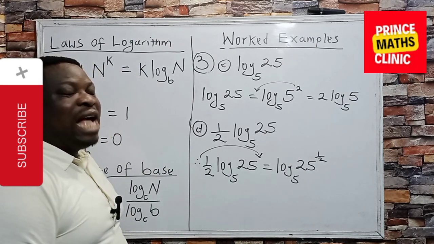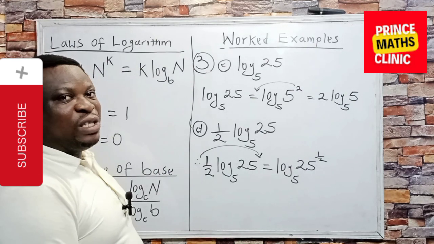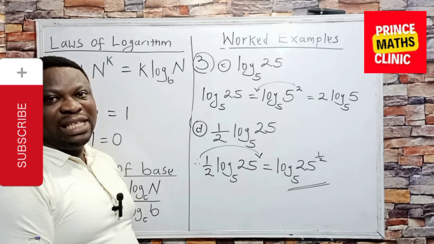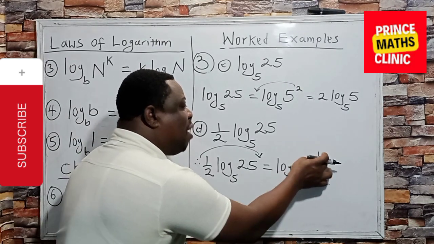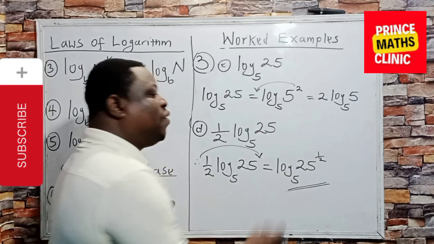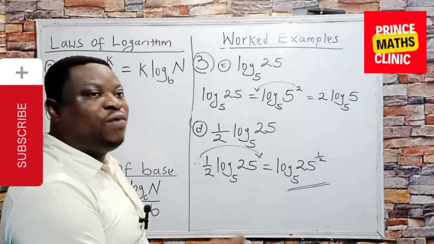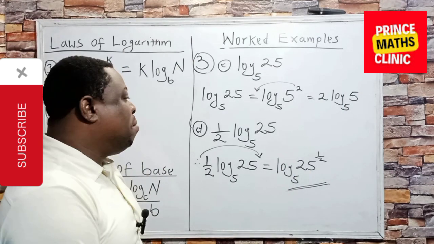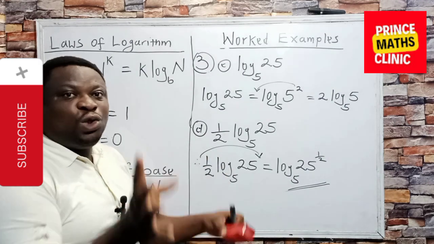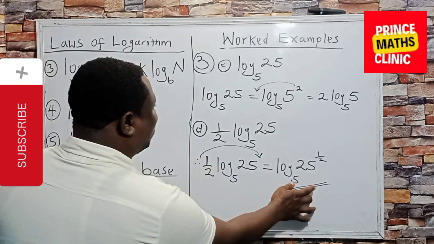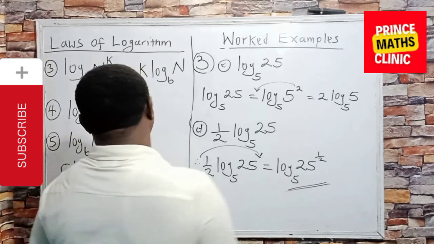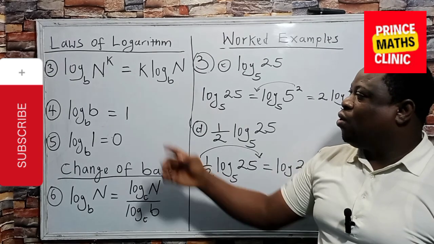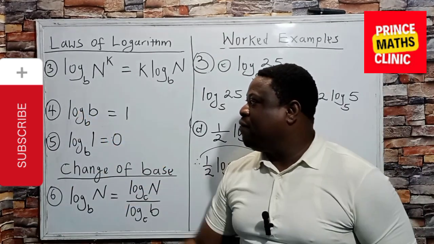Now, because we are handling the laws of logarithm, I'm going to leave my answer here, although this is not my final answer, because 25 to the power of half means square root of 25, which is going to give us 5. And when a log and a base are the same, it cancels out to become 1. But for the sake of just showing you how the laws operate, I'm going to leave my result here. Good. So now let's look at the second law, that is number 4.